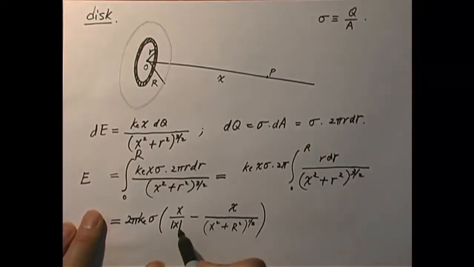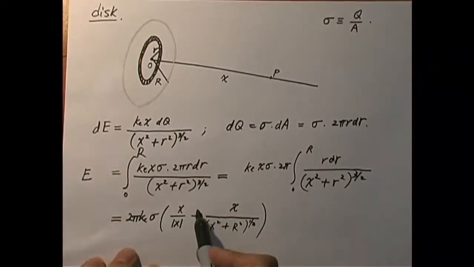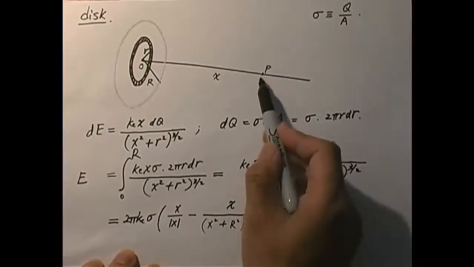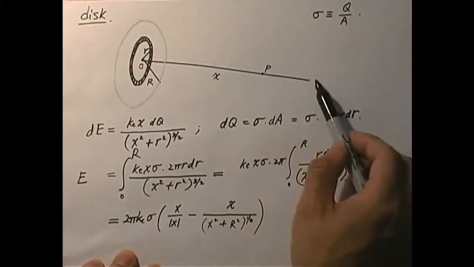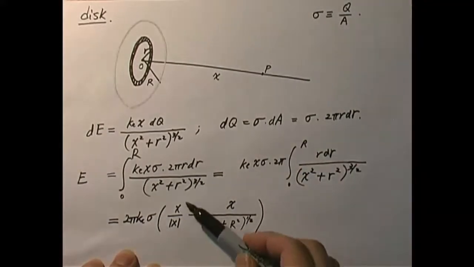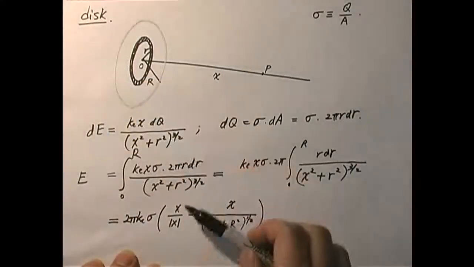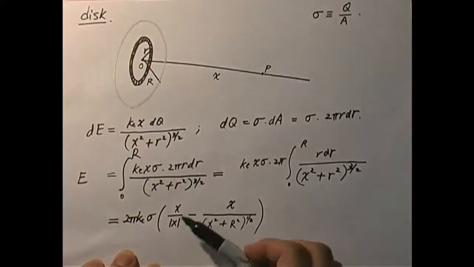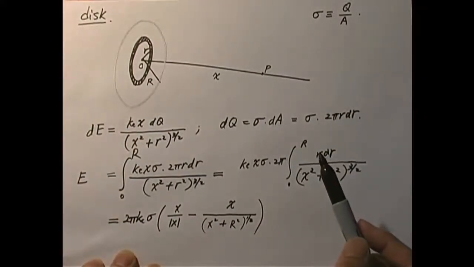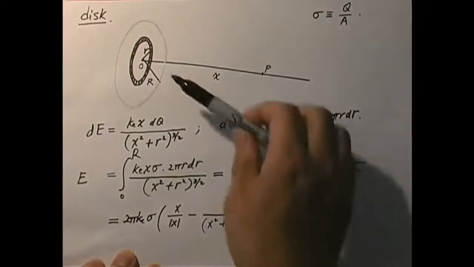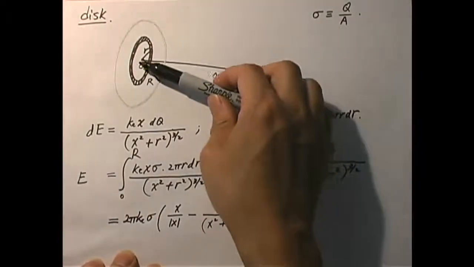Okay, look at the first term here. The first term only, it's either positive one or negative one depending on which side you're on. If you are on the positive side, so this point P right here, this is the positive x direction, it's just x divided by itself, so it's 1. If you're on that other side, x is negative, the absolute value of x is positive, so you get negative 1, that's all.